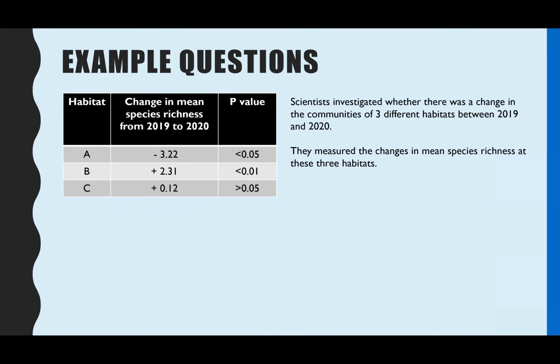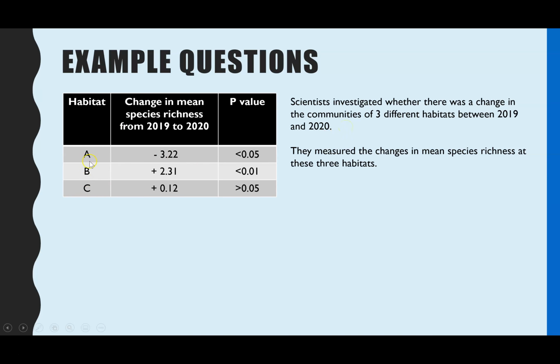Now this here is a typical critical analysis style question, and in this example we've got scientists investigating whether there was a change in the communities of 3 different habitats between 2019 and 2020. They measured the changes in mean species richness at those 3 habitats. So mean species richness was their measurement to see if there's a change in the communities. And because it's a difference between 2 means, that is why it'd be a student's t-test.